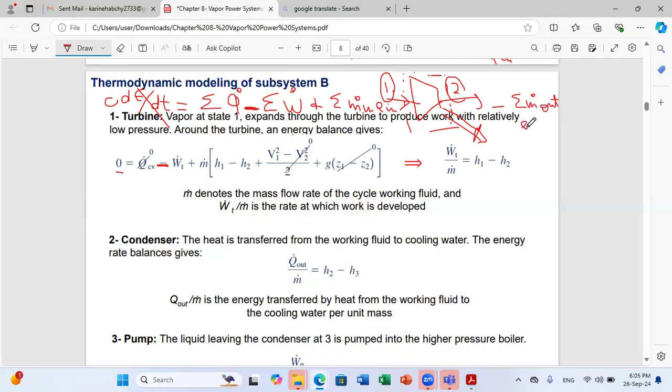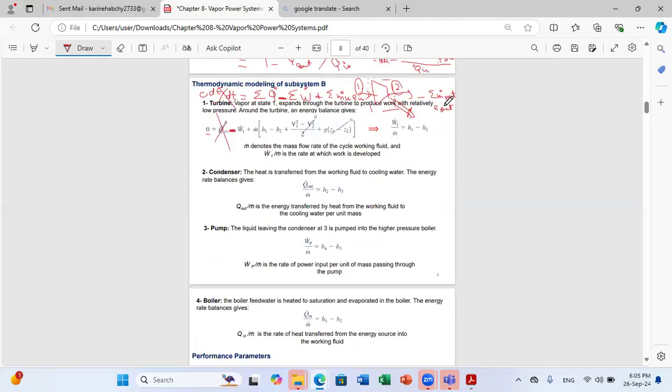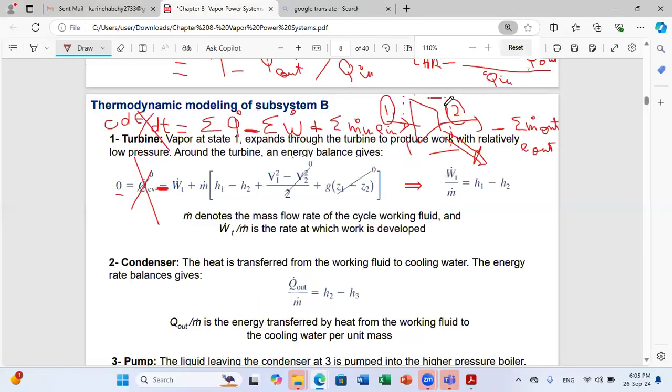Let us apply this formula to our turbine. As we said, our turbine is adiabatic, so Q dot is 0. You have production of work, so minus W dot turbine, because work is energy that will leave your system. That's why we have the minus here. And we have one inlet, so no need to do any summation. So it's plus m dot in times, what is the energy at point 1?